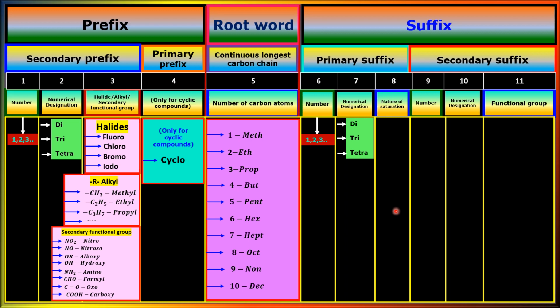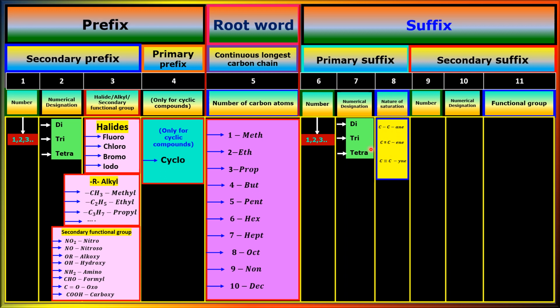Nature of saturation. In the parent chain, what type of bonds exist? Depending upon that, the primary suffix is named. If only carbon-carbon single bonds are there, at that time the primary suffix is ane.